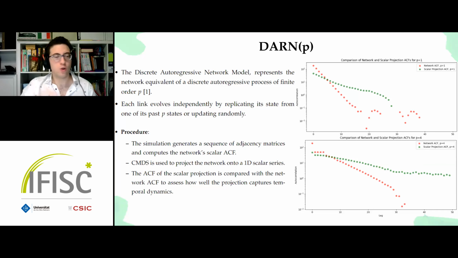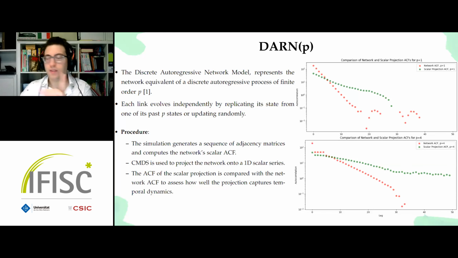Well, the simulation goes as always. With the DARP, we generate not a dictionary of networks but a sequence of snapshots. Then we compute the network scalar ACF, and it's compared to the scalar ACF of the network trajectory.